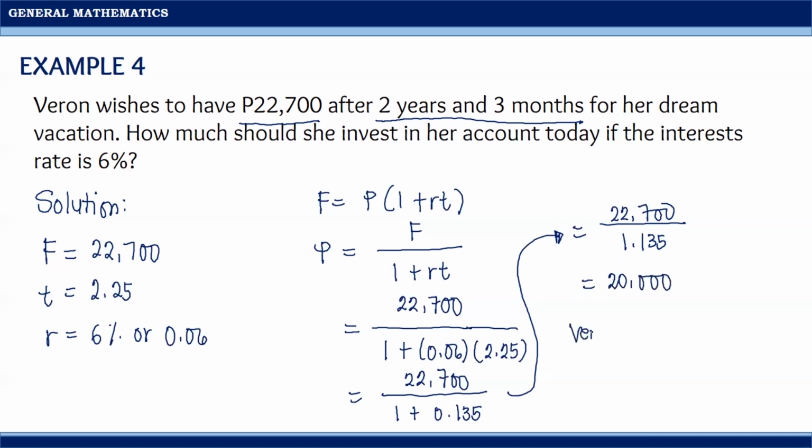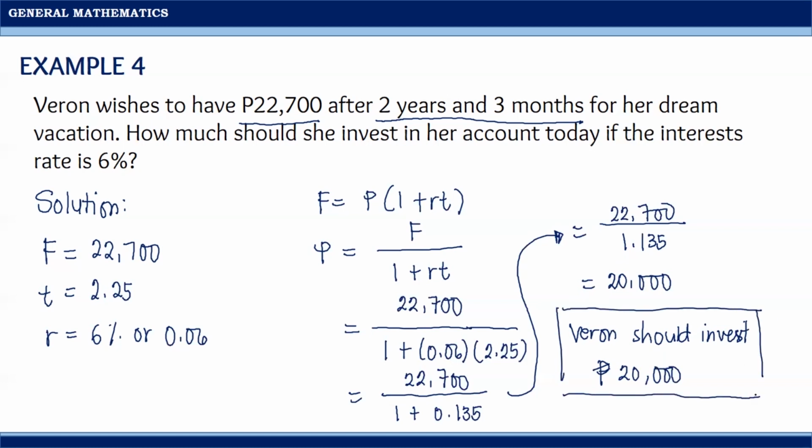Therefore, Veron should invest 20,000 on her account so that she will have 22,700 pesos after 2 years and 3 months.